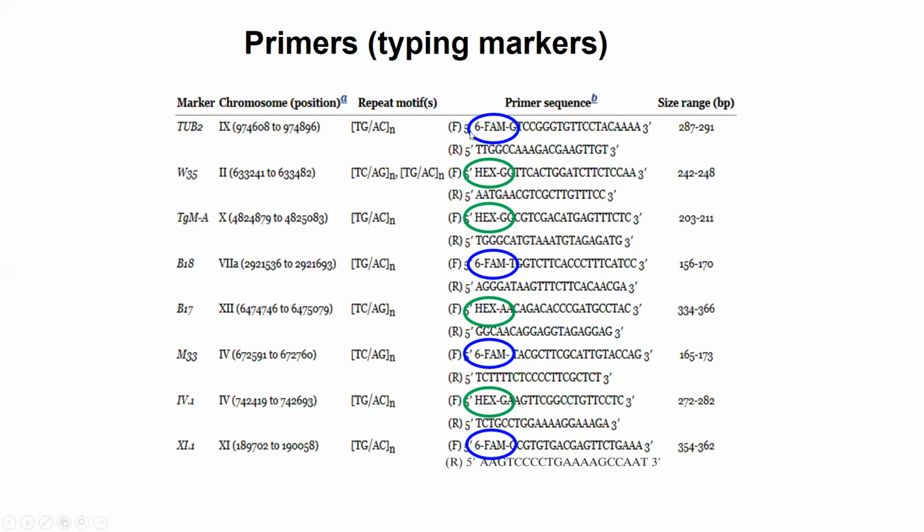If you look at the primers, you'll see the forward primer of each marker is labeled with a fluorophore. The first one in table 2 is labeled by FAM, and quite a few of them are labeled by FAM, and the others are labeled by HEX. In total, there are 3 different fluorophores used to label those markers. So here are the so-called typing markers, and in general they have lower polymorphism.